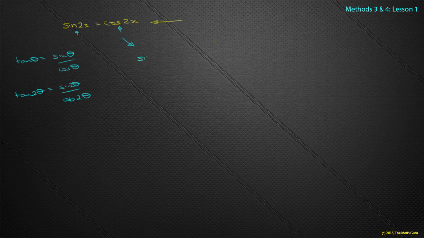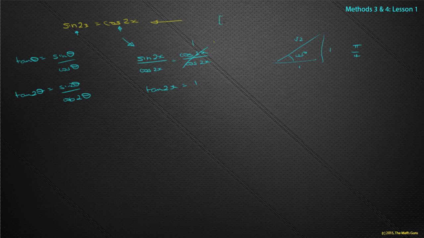Well, how do I now get sine and cos and turn it into tan? One of the easiest tricks is basically to divide both sides by cos of 2x in this case. So if I have sine of 2x over cos of 2x equal to cos of 2x divided by cos of 2x, all I've done there is divide both sides by cos of 2x. Well, we know that cos of 2x divided by cos of 2x is 1, and sine of 2x divided by cos of 2x is tan of 2x. And there we go, tan of 2x is equal to 1.